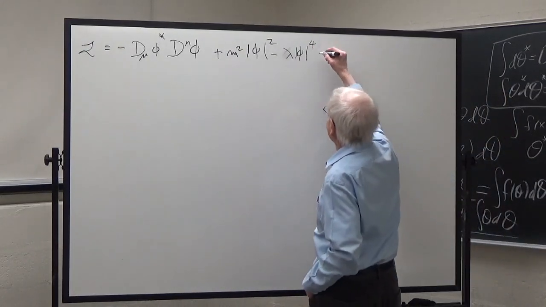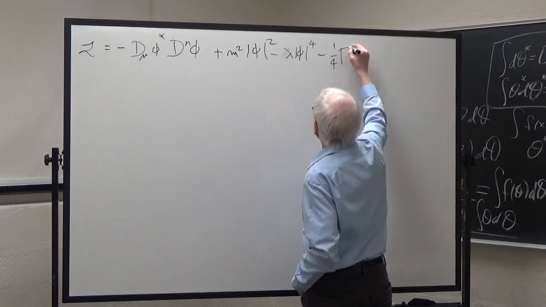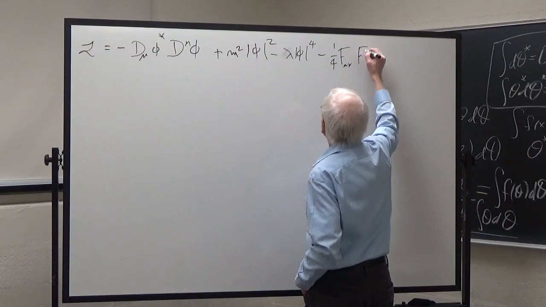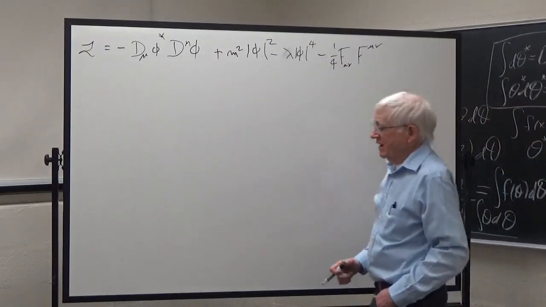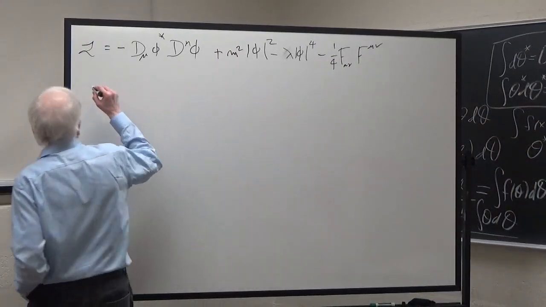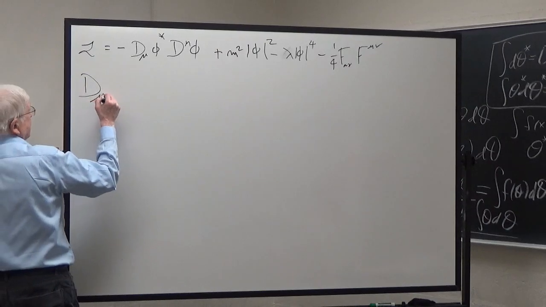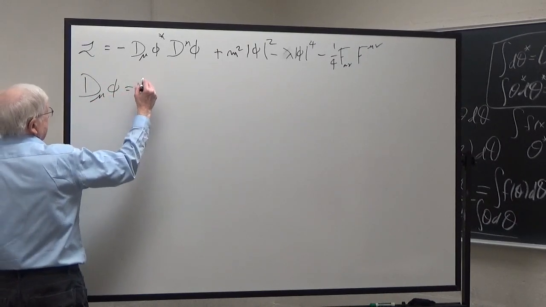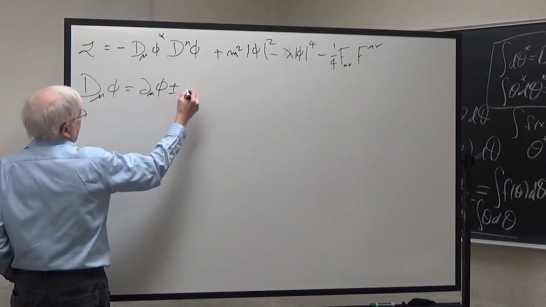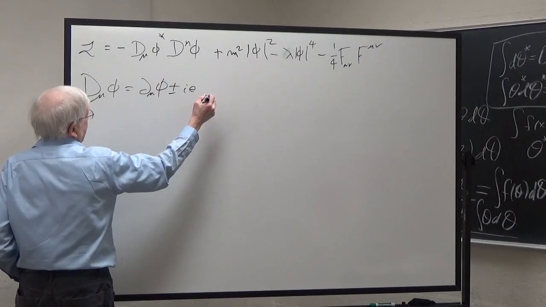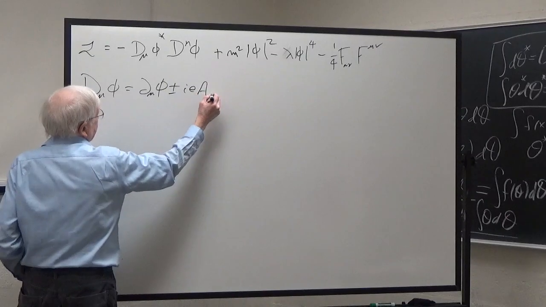And then minus a quarter F mu nu squared, and I think that's the whole story. And as I say, you're going to have to get these numbers right. D mu phi is the ordinary derivative, and then plus or minus i e A mu phi.